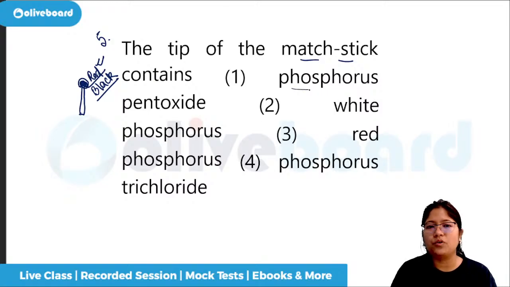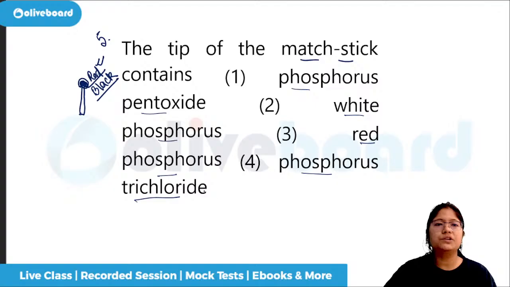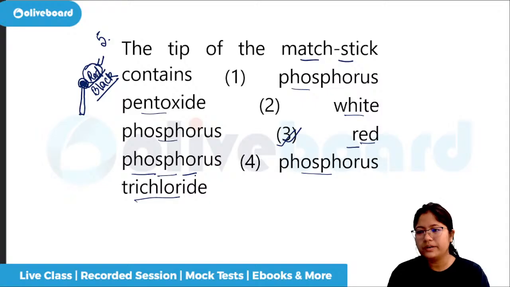It contains phosphorus pentoxide, white phosphorus, red phosphorus or phosphorus trichloride. So the trick here is that many of the times it is red in color, and what is added in here is the red phosphorus. So what is added? Red phosphorus is added. So with this small trick, you can remember that red phosphorus is there.